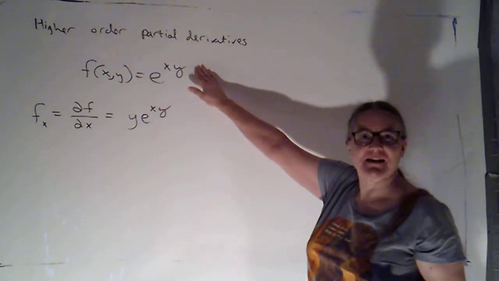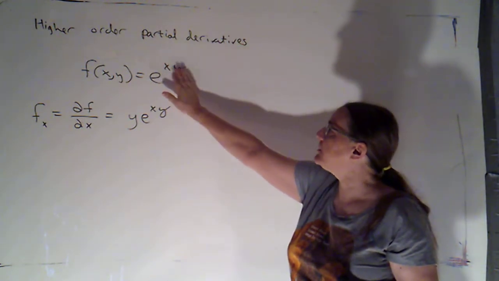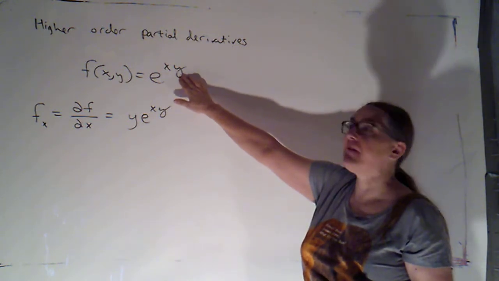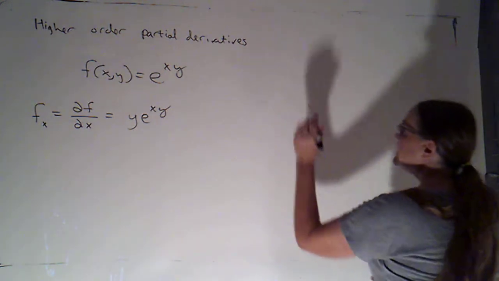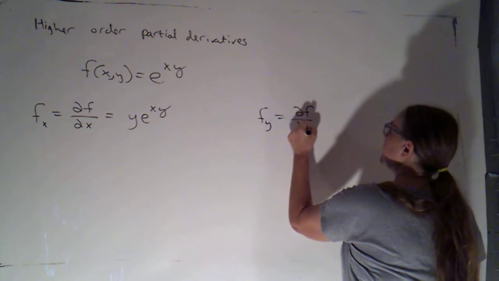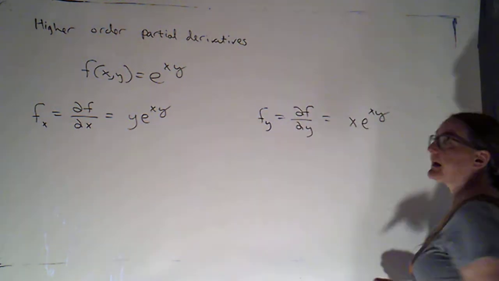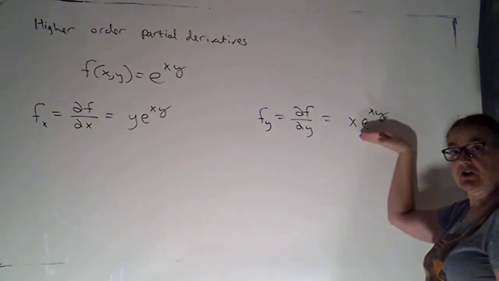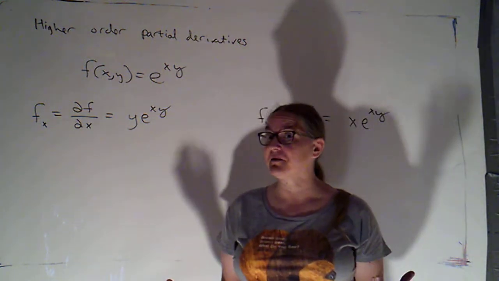The derivative of the exponential function is itself, and then the derivative of the inside part, we're of course treating y as a constant. So the partial with respect to x of x times y is that constant y. Similarly, f sub y, or the partial of f with respect to y, would simply be x e to the xy. Now you'll notice both of these first partials are themselves functions of two variables.